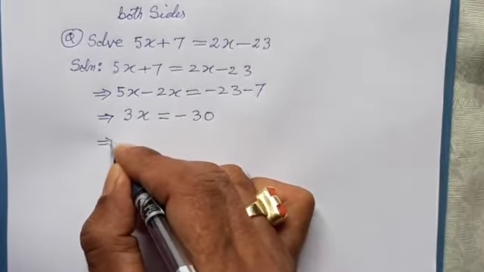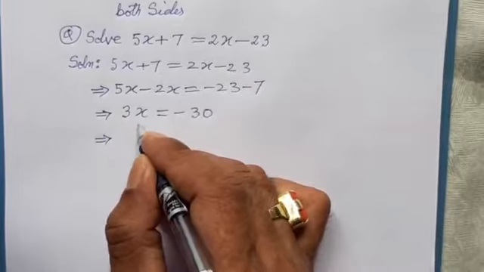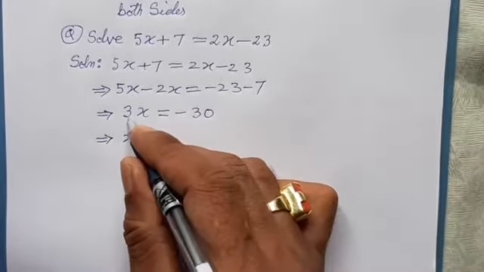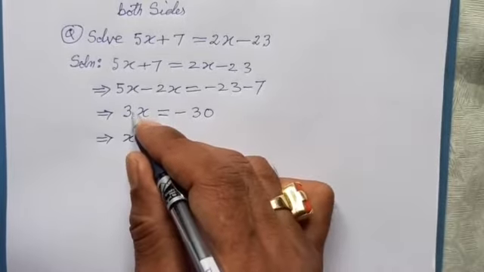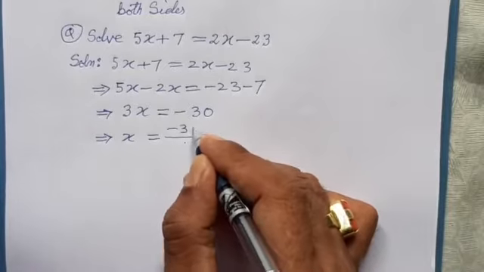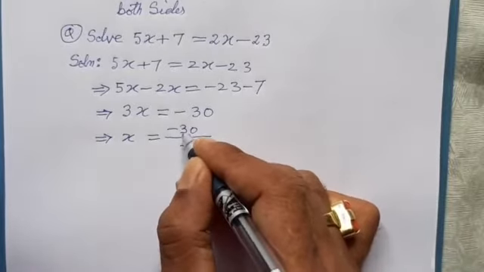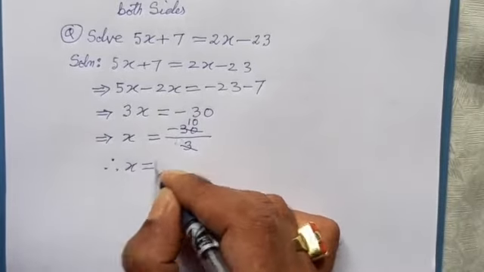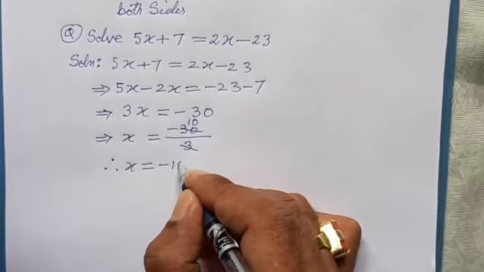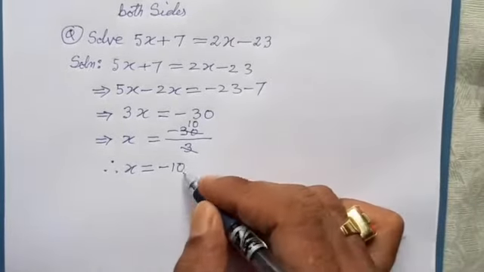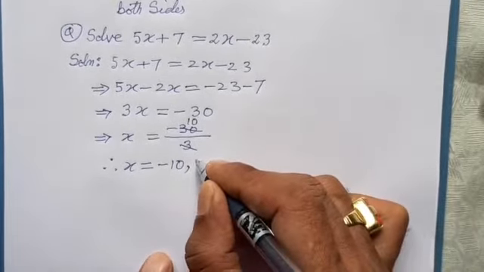Next step. This implies, if we want to find out the value of x, keep x is equal to, if 3 is transposing to the other side, here it is multiply. So multiply is changed into divide. So minus 30 will be divided by 3. 30 divided by 3, we get 10. Therefore, x is equal to, here is the minus sign, so minus 10 is what we get. Which is the required solution.